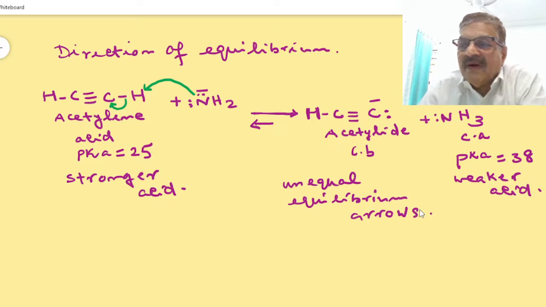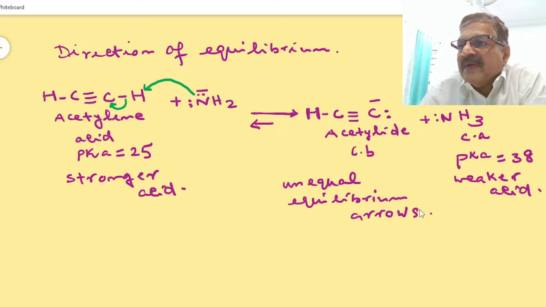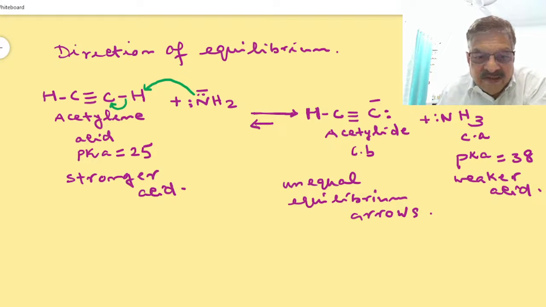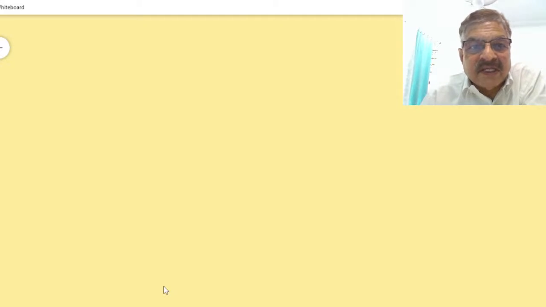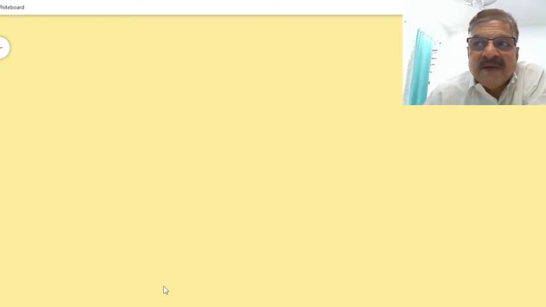So how will you know that? That is, whether a particular base is strong enough to deprotonate a given acid here, so that the equilibrium will favor the products. The equilibrium will lie to the right side. Correct. Now, before generalizing the principle, we will examine the question with certain examples here.